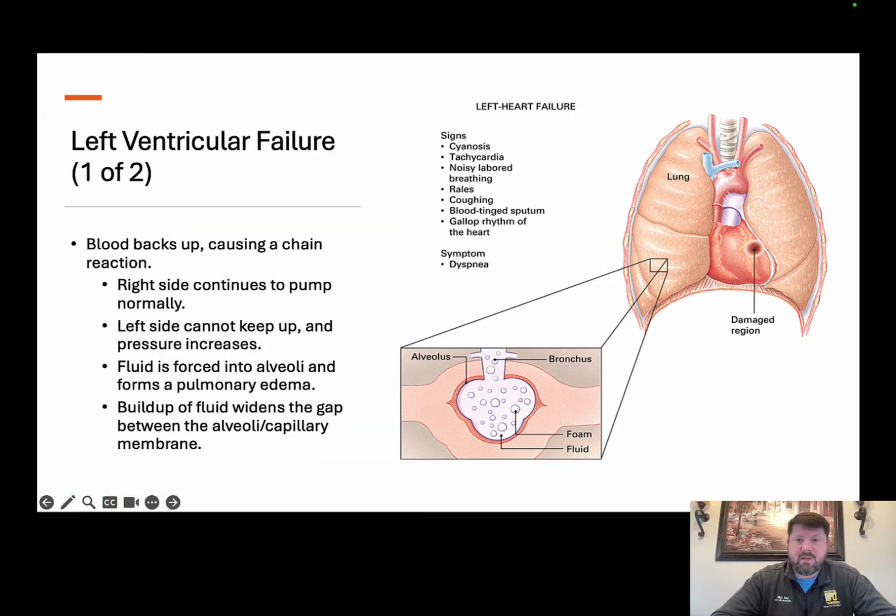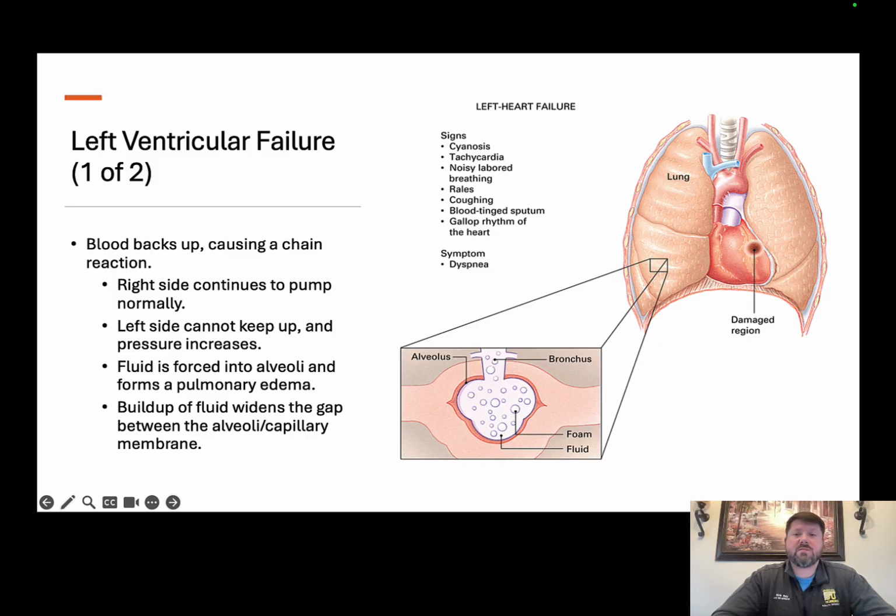So, left ventricular failure. Blood backs up behind it, causing a chain reaction. The right side continues to pump normally, but the left side cannot keep up with what's coming into it. If you think about the anatomy and physiology of the heart, the left side is connected to the pulmonary circuit, to the blood that comes back into the left side from the lungs. And so blood is going to start backing up into the lungs themselves.